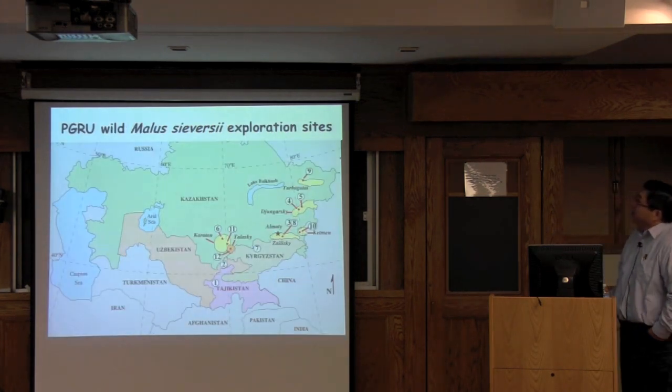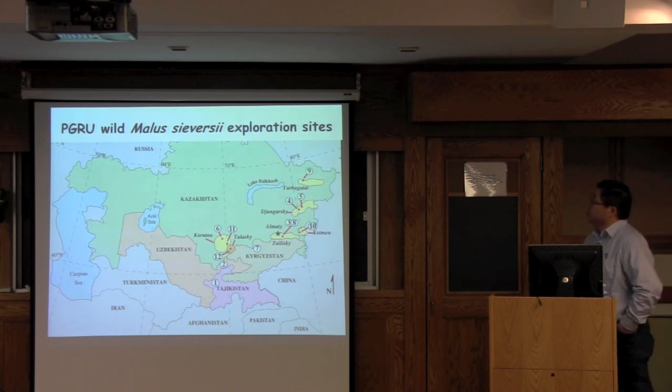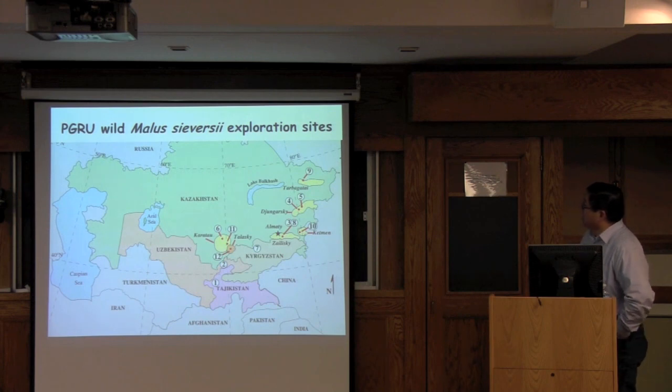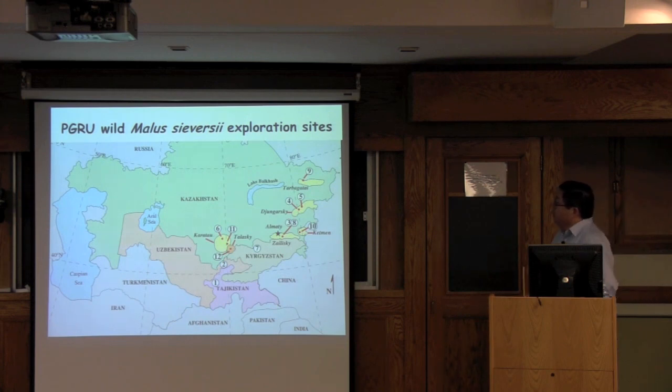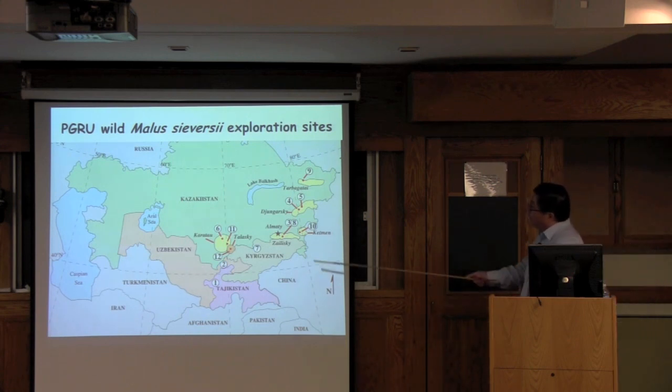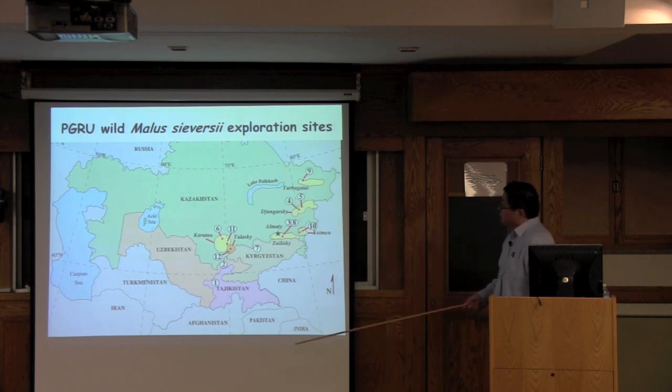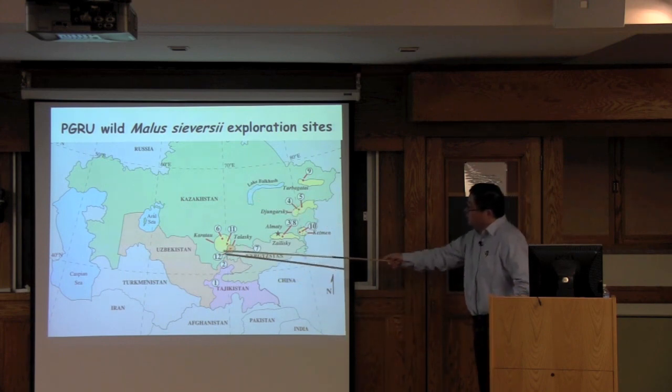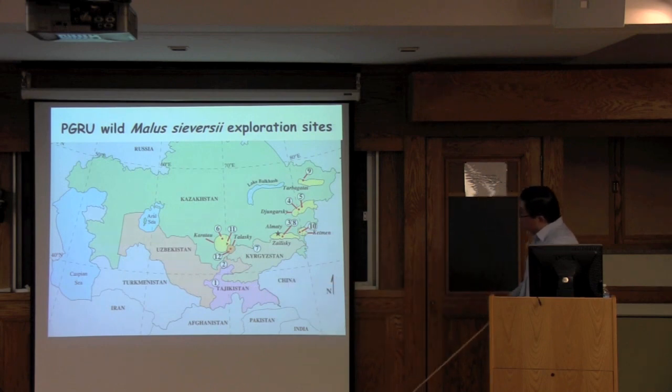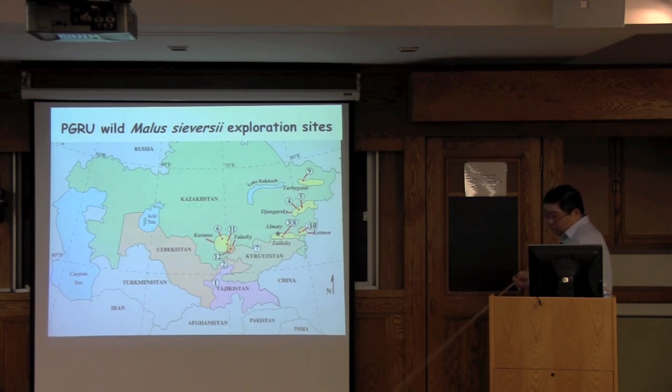Here's a map showing the plant exploration of Malus sieversii in Central Asia by the Plant Genetic Resources Unit in the late 80s into the 90s. Basically, there are 12 major sites. Most of them are in Kazakhstan, but there are also sites in Uzbekistan and Tajikistan. Here is China, this is the Xinjiang area. The survey about native habitat was right here in this region.